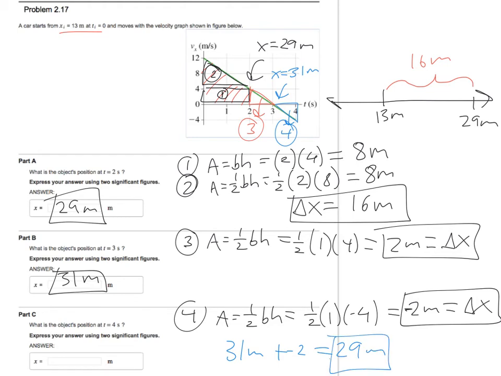And that makes sense if I look at my graph visually, because I was at 29 here, and these two areas, those two little triangles, have the same area, but one's positive, one's negative, so they're really going to cancel out and give me the same position that I had at 2 seconds.